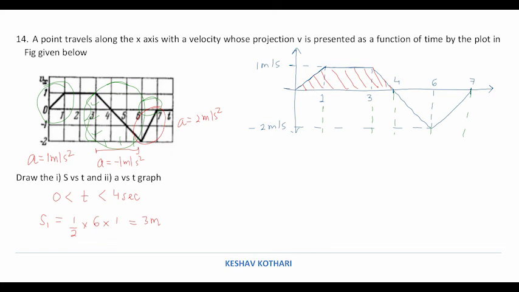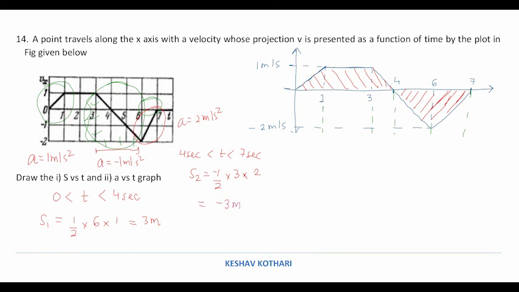After which the graph is in the downward side, that is the displacement is decreasing for the next 3 seconds. And if I calculate from 4 seconds to 7 seconds, we can calculate displacement as half into 3 into 2. So we are going to get minus 3 meter.